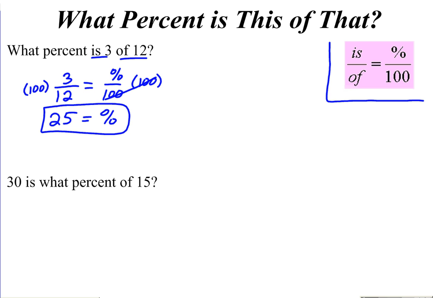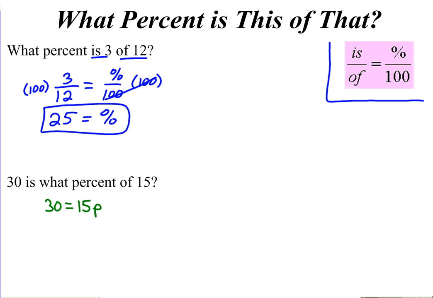30 is means equals. So that means I have 30 equals. What percent? That's what we don't know, so we're going to put in a variable. I'm going to use P for percent. Of means multiply, 15. So 30 is what percent of 15? 30 equals P times 15, or 15 times P. Remember multiplication, it does not matter the order.